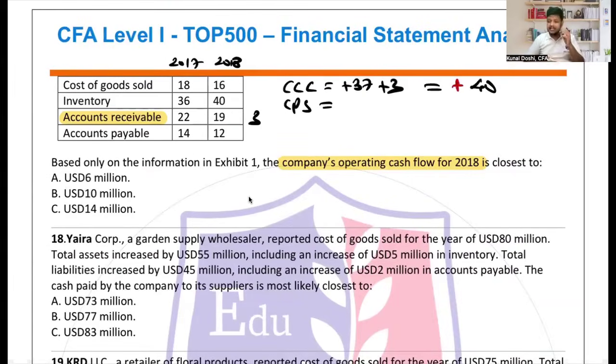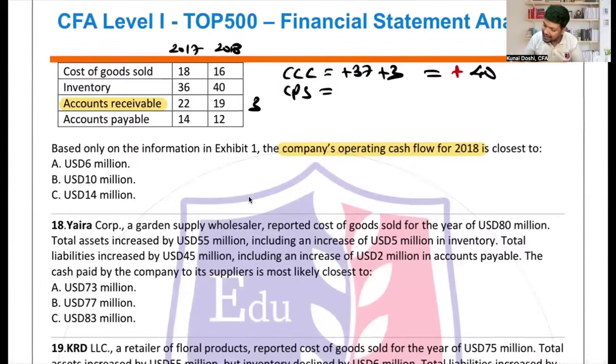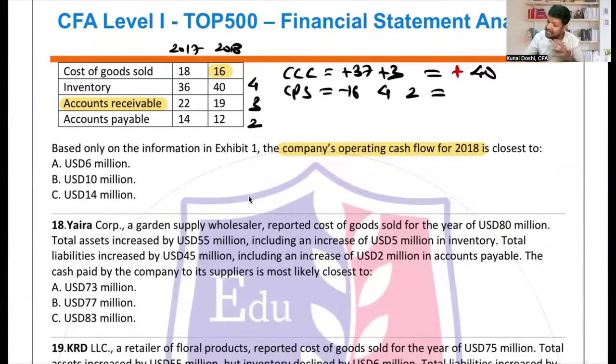Cash paid to suppliers is COGS, cost of goods sold, which is current year 16. So I will write minus 16. And then I need inventory and accounts payable. Inventory change is 4. Accounts payable is 2. Whether it's plus or minus, you need to think from the inflow-outflow point of view. Inventory is increasing, which means you invested, so it's an outflow, minus. Accounts payable is reducing, which means you repaid, so that's also an outflow, minus. Therefore, minus 22.